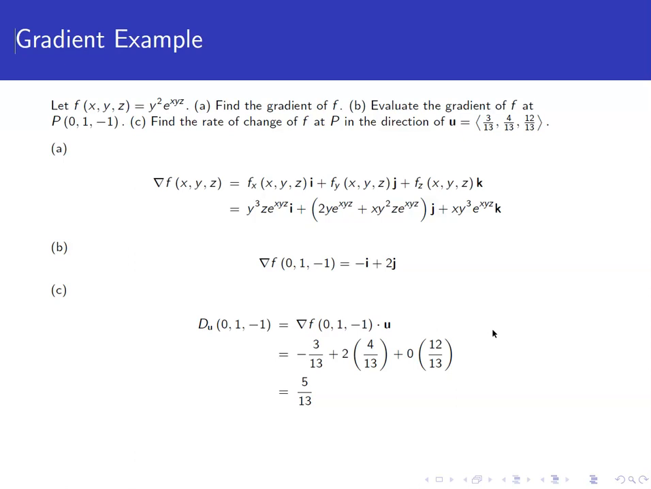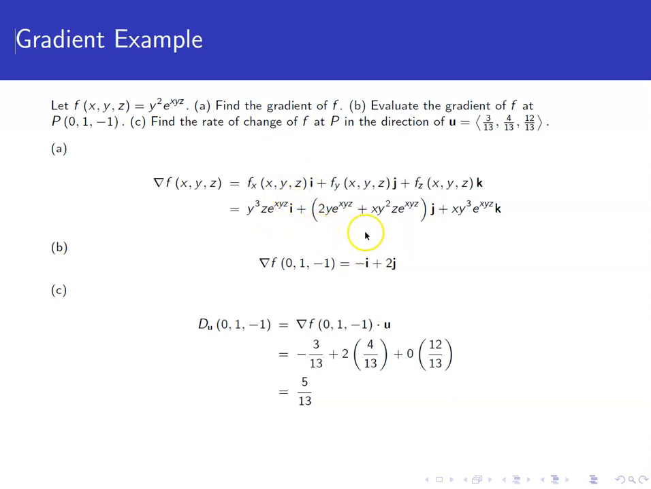So again, to calculate gradients, we take the partial with respect to x, y, and z and multiply it by i, j, and k respectively. Remember, the gradient is a vector. The partial with respect to x is y cubed z e to the xyz. Multiply that by the i.